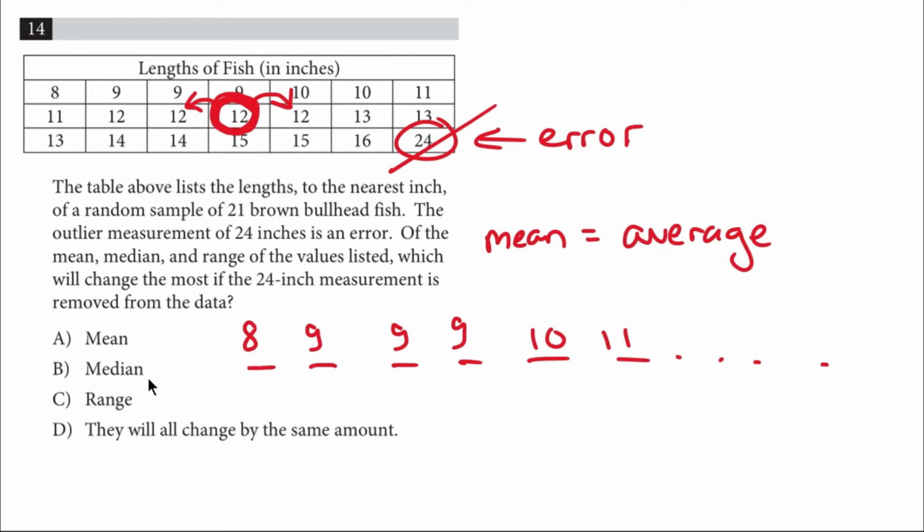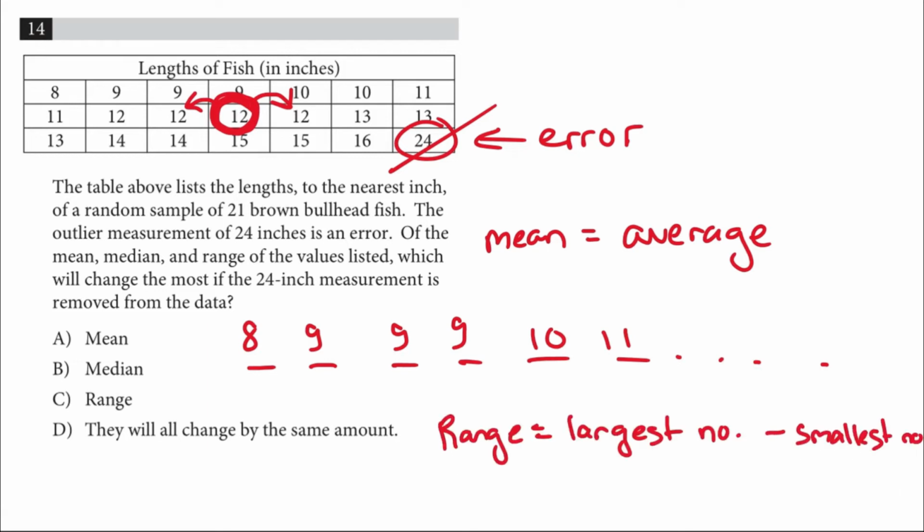Now let's take a look at range. Range is the largest number minus the smallest number. So the largest number was 24 and the smallest is 8. So 24 minus 8 is 16. Your initial range was 16. Imagine we remove this 24. Now the largest number is 16, and the new range becomes 16 minus 8, which is 8.